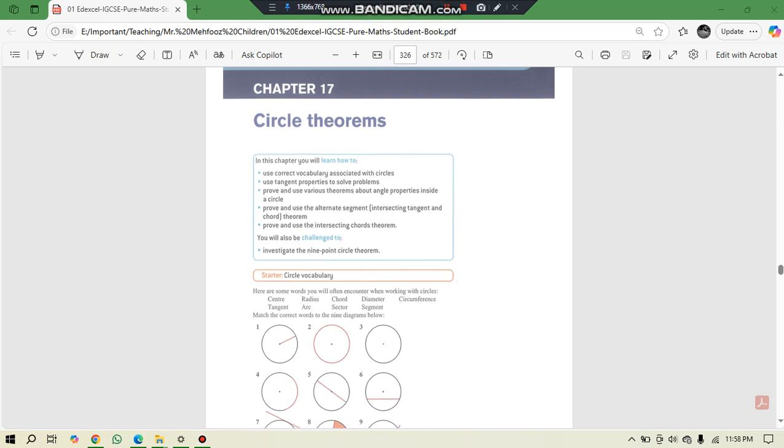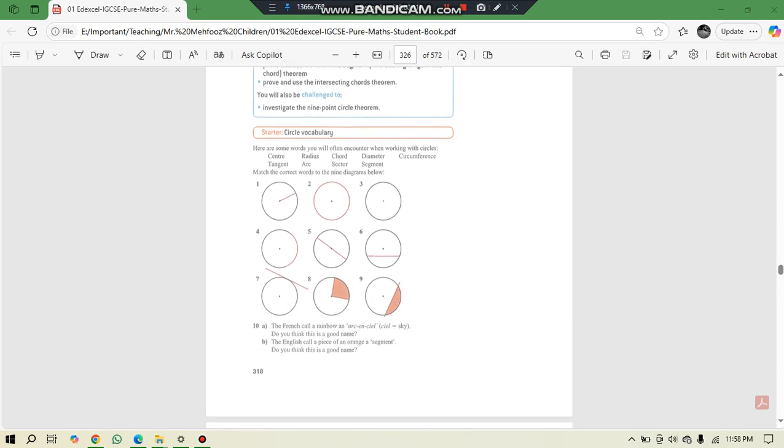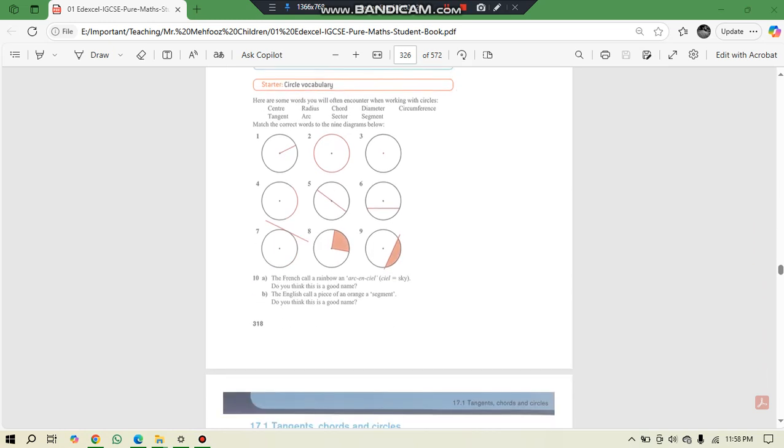Okay, today we'll start chapter number 17, that is circle theorems. For the circle theorems, first of all, we have to start with the starter activity. So, what is the center of the circle? First of all, the center of the circle is that point from which all points are at the same distance.